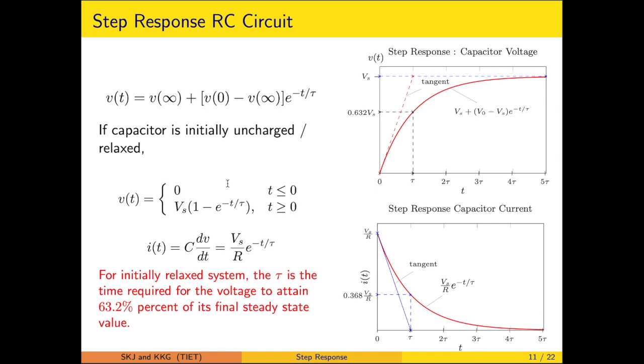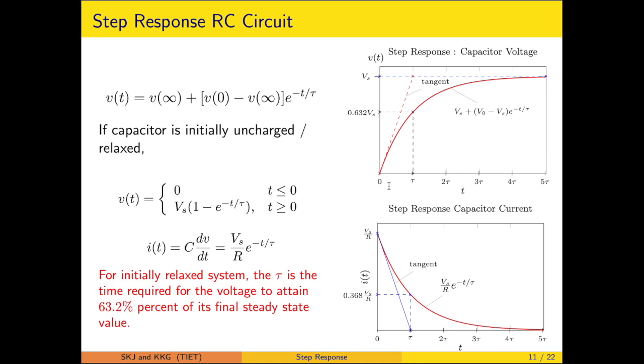If we consider a case of an initially relaxed or uncharged capacitor, then the initial voltage will be 0. That is substituted in this expression, so the final expression comes out to be Vs multiplied by 1 minus e to the power minus t upon tau. The derivative is taken to calculate the capacitor current, which is also shown.